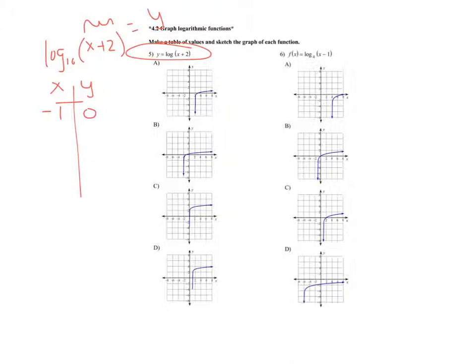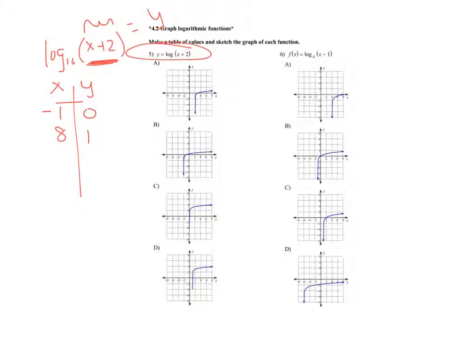We can try some other points, like another exponent that I could put on a base 10 would be 1. And that would give me 10. So what would x need to be in that argument in order for this to be 10? Well, it would have to be 8. So I'm going to be looking for those points.